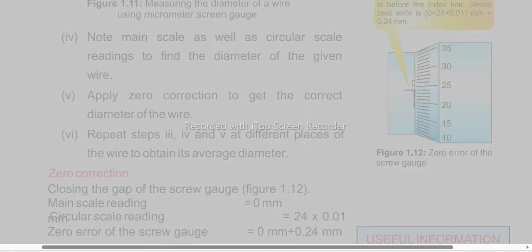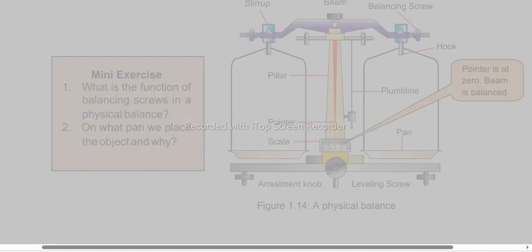Figure 1.11, measuring the diameter of a wire using micrometer screw gauge. Labels of the balance: stirrup, beam, balancing screw, hook, plumb line, pen pointer, scale, pillar, arrestment knob, leveling screw. Pointer is at 0. Beam is balanced.